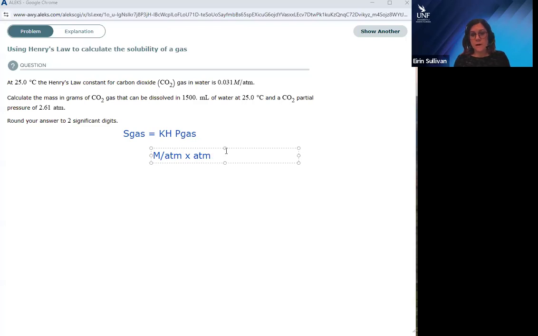atmospheres is going to cancel out. Solubility of gas is going to be in molarity. And remember, molarity is moles per liter. So it's all very well and good being, oh, I can just plug and chug in this equation, but you've got to understand what is coming out.